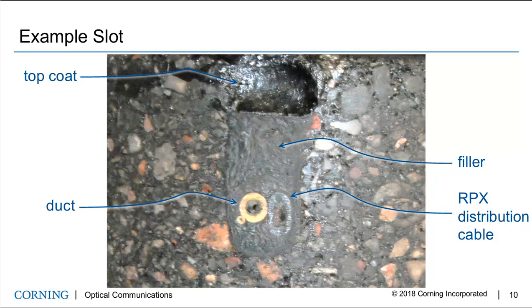This photo shows an example of a core sample taken out of the roadway. You see the asphalt with the rocks embedded, and in the middle is a slot. The top coat is there at the top of the slot. The filler is below that. In this particular piece, there was a duct with a toning wire and one of the RPX distribution cables. In places where we put the DSC cables in the slot as well, they would have been at the bottom of the slot with the network cables, the RPX, and the drop cables on top.